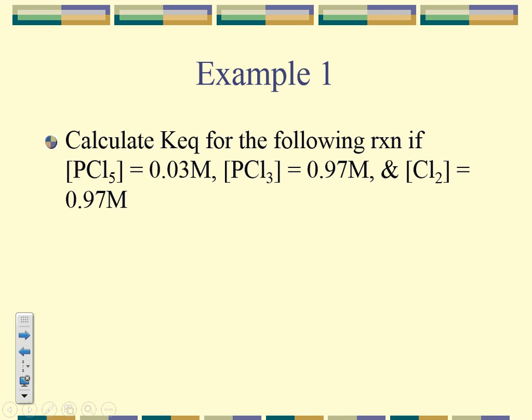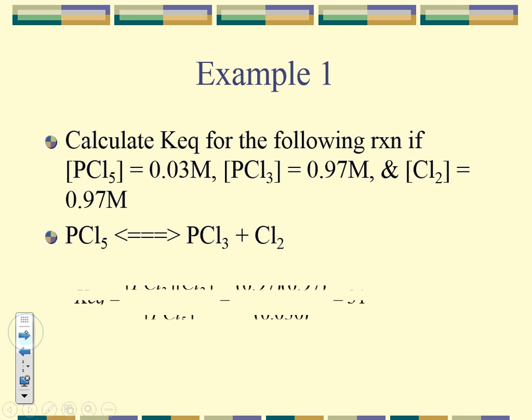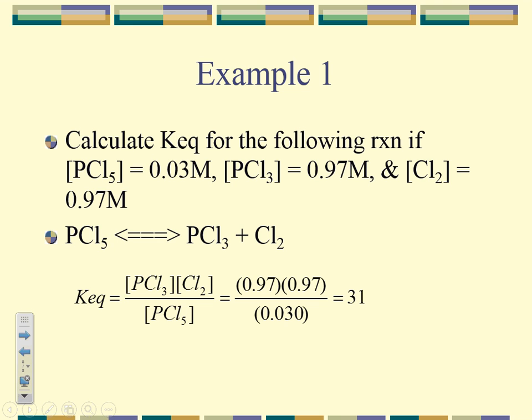Another example, we want to calculate the KEQ for the following reaction. They're giving us the concentrations of the different things present within the reaction. Our chemical equation looks like this. Once again, unless it's specifically stated, you can assume that all aspects of the equation are included in the equilibrium constant. So the equilibrium constant would be PCl3 times Cl2 over PCl5. Then you just plug in your numbers and get your answer. We get a very large number here, 31, much greater than the number 1. So in this case, the products would definitely be favored over the reactants. And that is it.